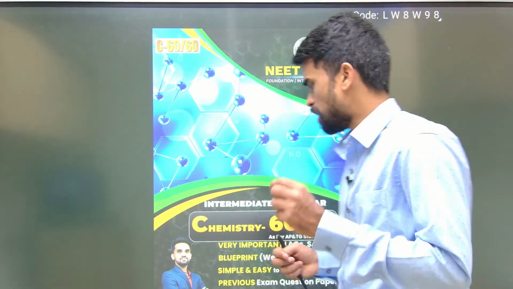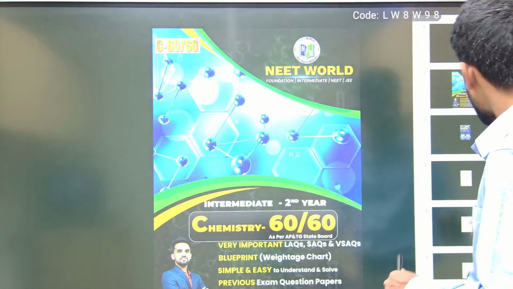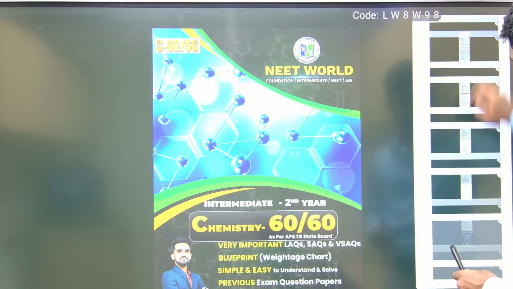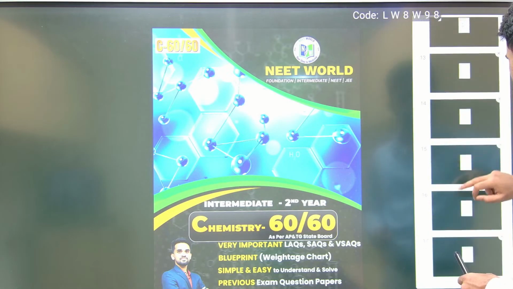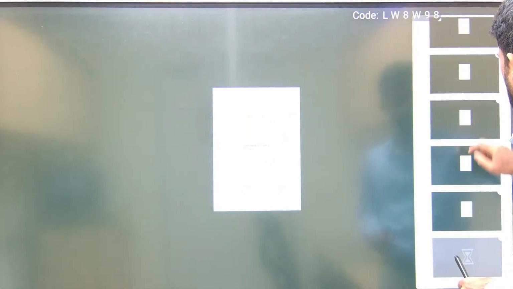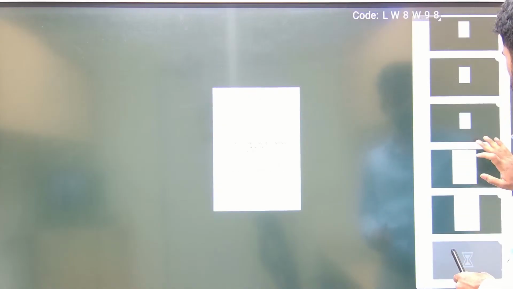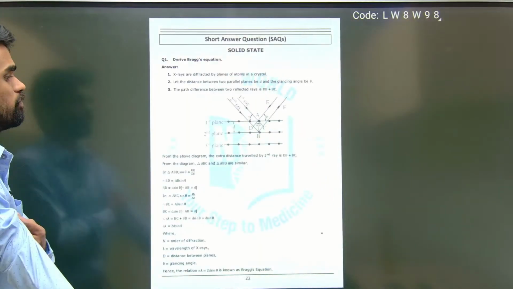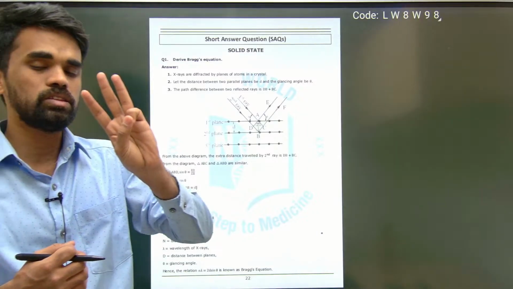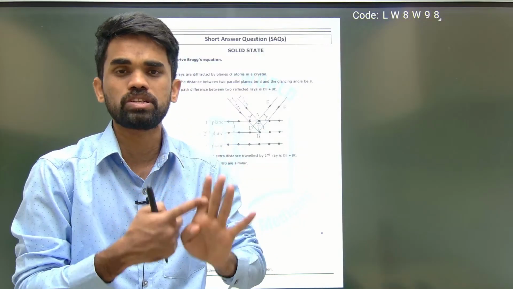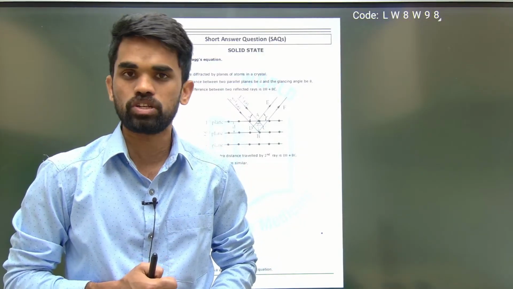Now let's continue our discussion on solid state chemistry. Other topics I have already discussed, and a few more topics are to be discussed, then it will be completed. When it comes to solid state, we can guess 3 to 4 questions, out of those 4 or 5 questions, and we can definitely get one 4 marks question in your final exam.